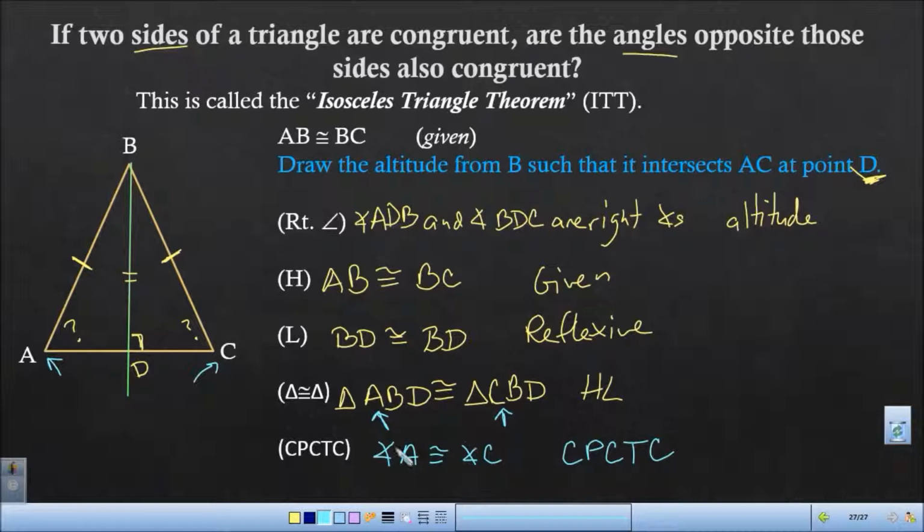So CPCTC, which is the theorem we use to say that parts of corresponding shapes are congruent to one another because the shapes are congruent to one another. So this proves the isosceles triangle theorem, which is also called the base angles theorem in some books. It depends on what you're looking at, where you're at on the web, or what book you're using in your class. It's either called isosceles triangle theorem, or ITT, or it's called the base angles theorem, or BAT. You can call it either one you want. It doesn't matter to me. Just make sure that you understand that if you see it somewhere else, you recognize that these are different names for the same thing.